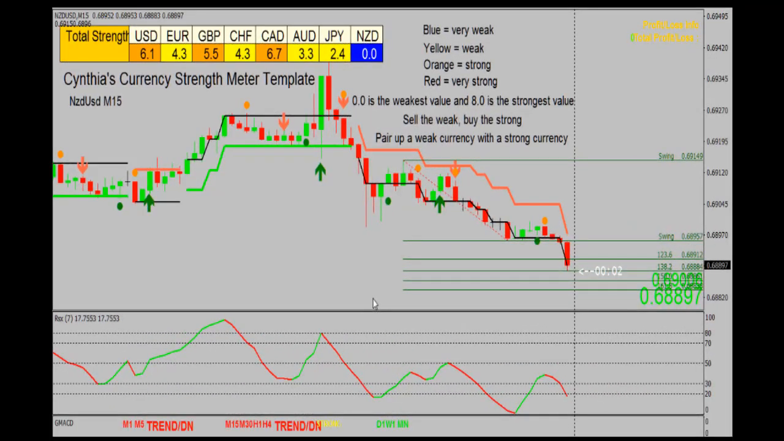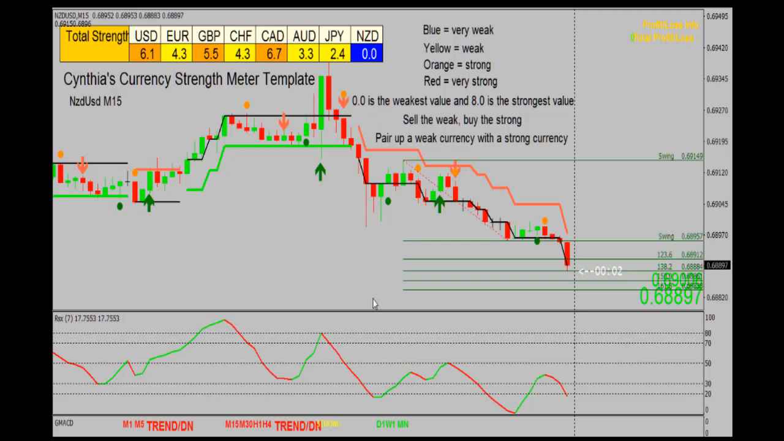a short introductory video to the currency strength meter template. And in this video I'm going to explain the reasons why we want to learn how to use a currency strength meter. There could be no better way for you to learn how to trade currencies than to learn how to use a currency strength meter.